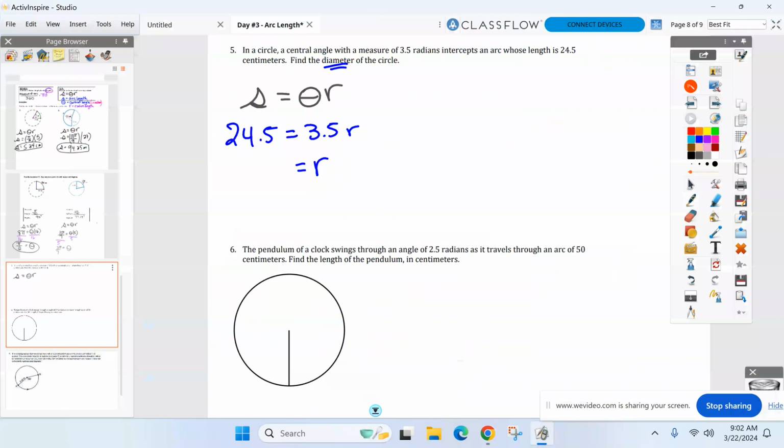You all right back there? What do you keep typing in your calculator? I'm just not getting that answer. What do you got to do on both sides? By what? Yeah, 24.5 divided by 3.5.